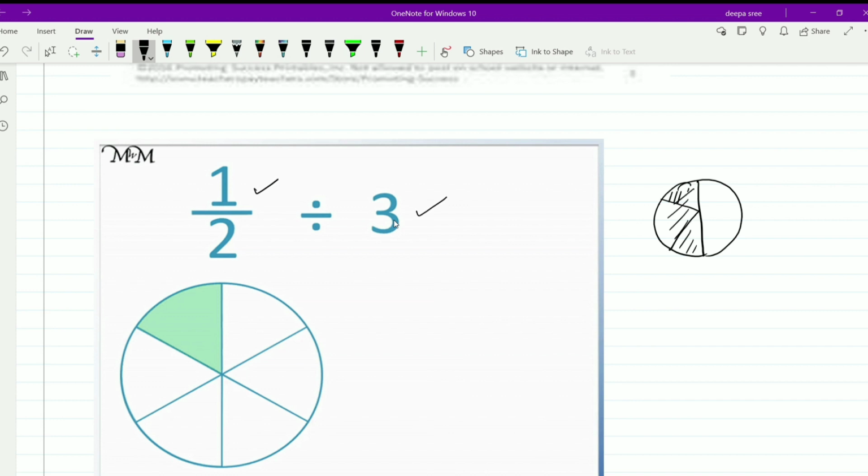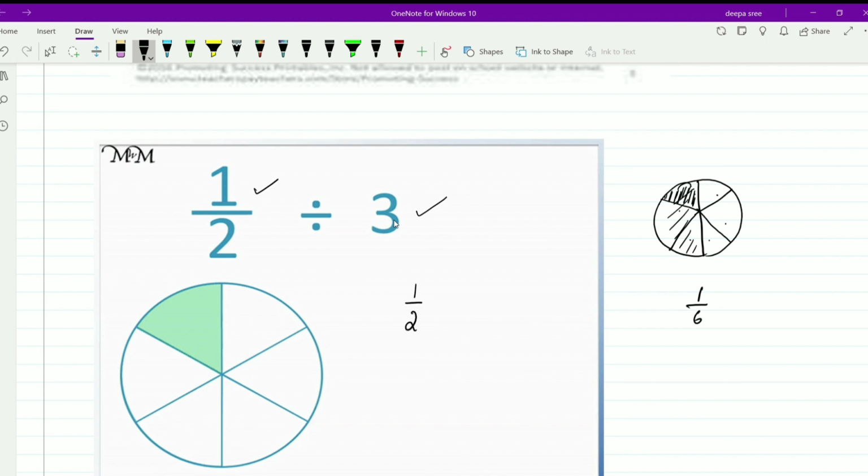Now we shade one of those parts. Here also we will get 3 parts. So now the total is 1, 2, 3, 4, 5, 6 parts. Out of that, one part is shaded. Therefore the answer is 1 by 6.